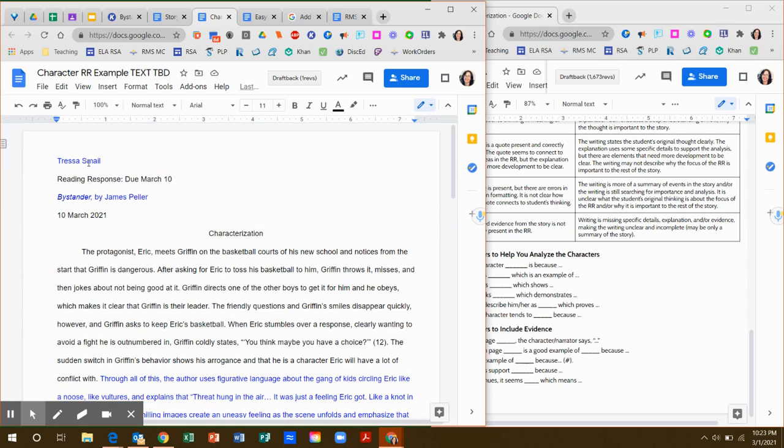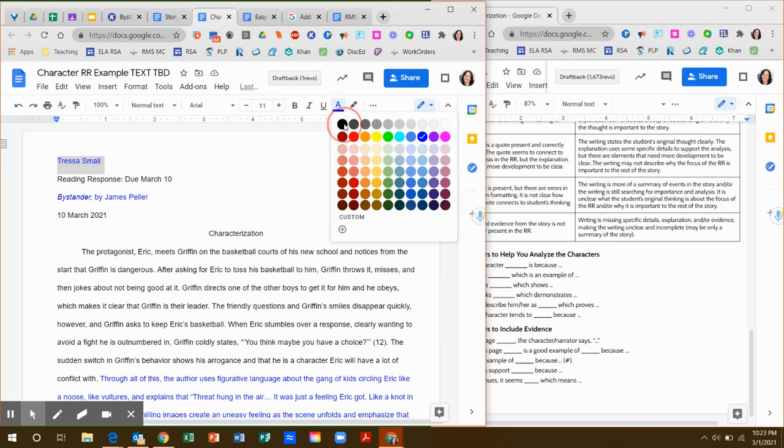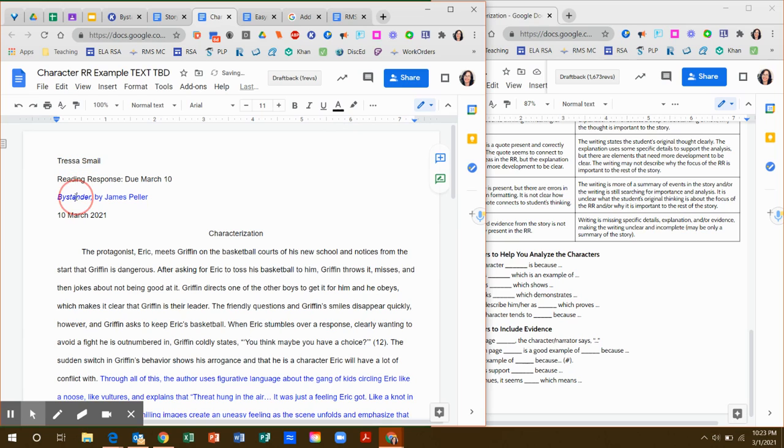And just a quick reminder, this area right here in blue, you should be changing so that it says your name. Please make sure you also change right here in blue that you're going to write the title. Titles of books go in italics or underline. And then make sure you include the author as well right after that.